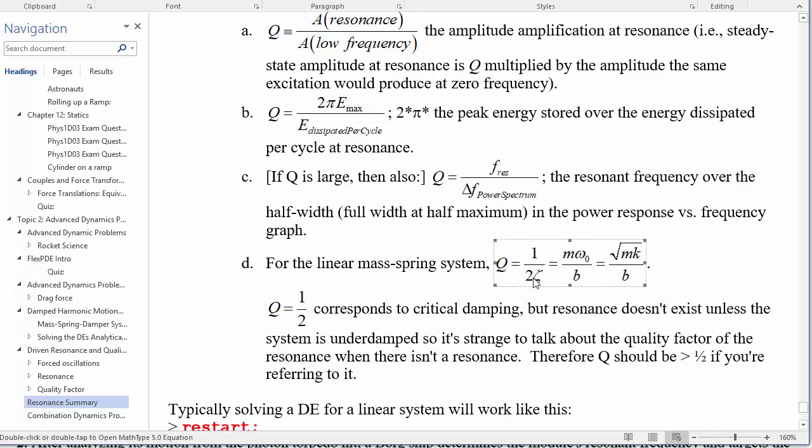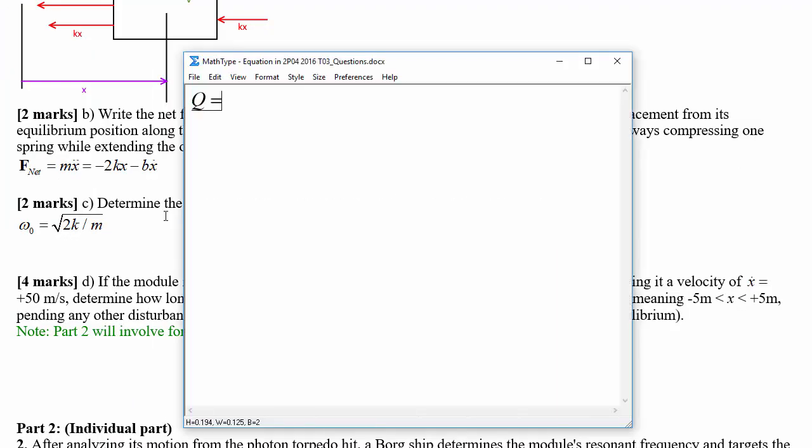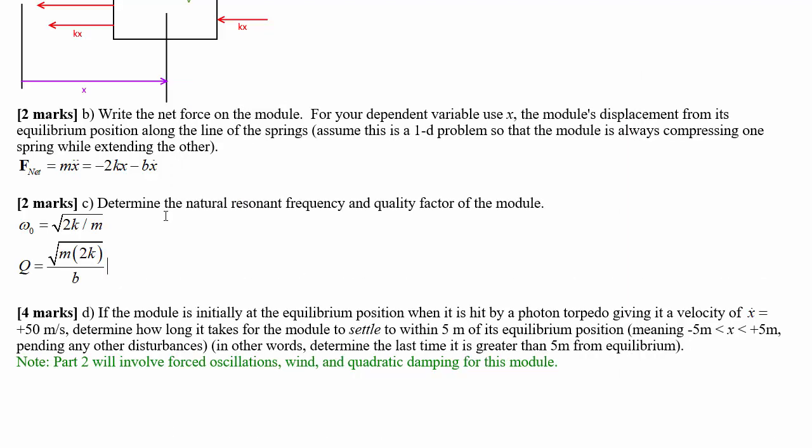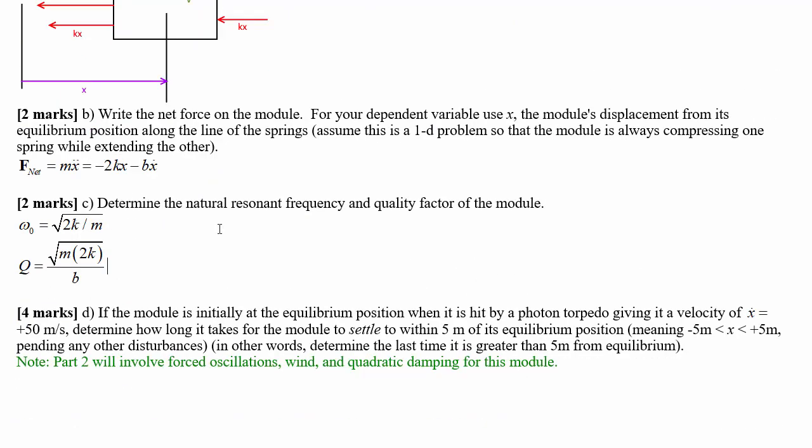Right. All right. So Q is 1 over 2 zeta, which is M omega naught over B, or root MK over B for this system. So we'll say Q is root MK over B. But since we have two springs, it'll be root M 2K over B. Cool. So you could substitute in for the numbers that we have there and calculate what that is.